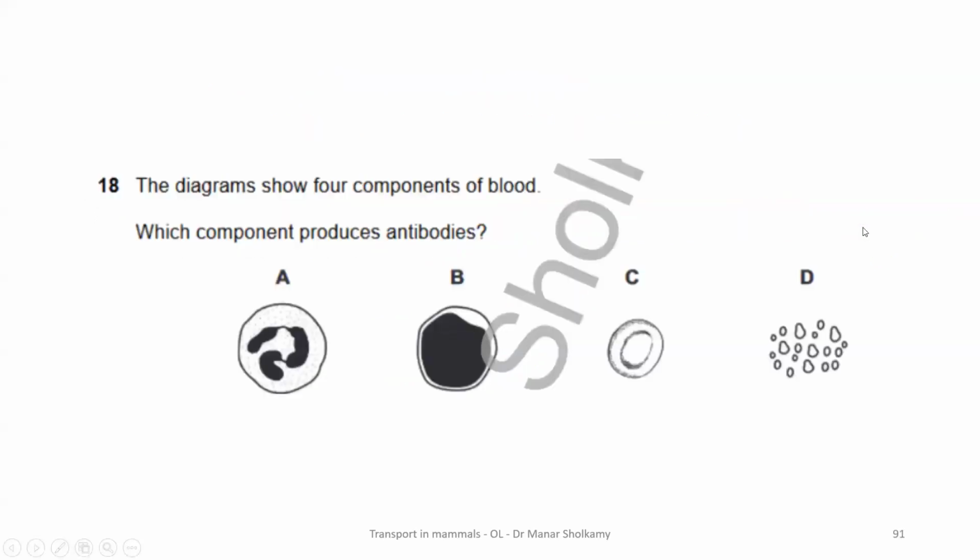Now, this is showing you that you have to know the shape of the white blood cells, what I was just drawing. Which component produces antibodies? B. B, because B is the lymphocyte or the phagocyte?